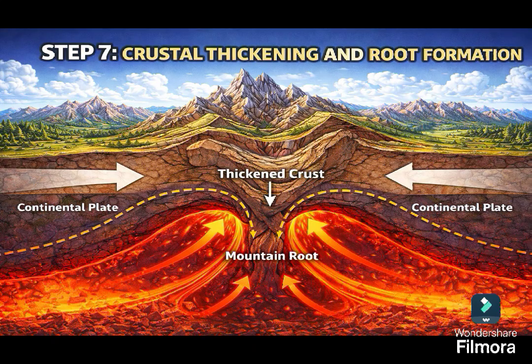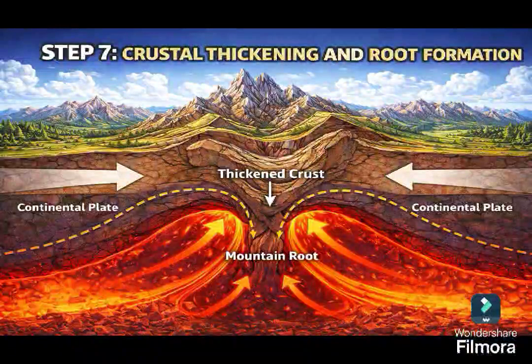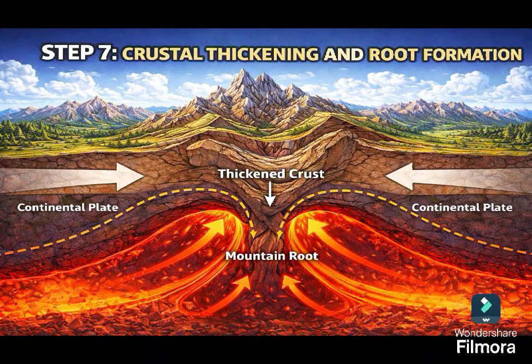Step 7. Crustal thickening and mountain roots. The crust becomes unusually thick, sometimes twice its normal thickness. A deep mountain root forms beneath the surface, supporting the towering peaks above.